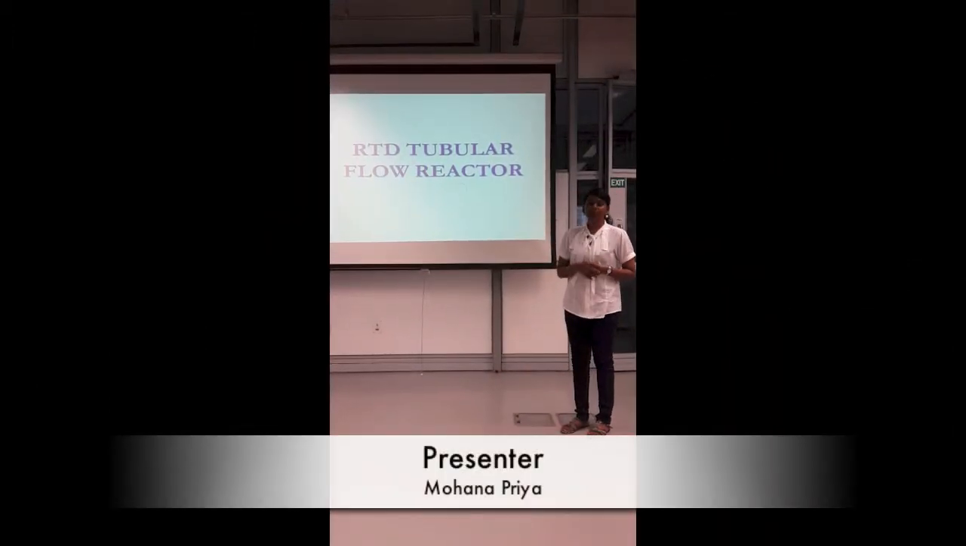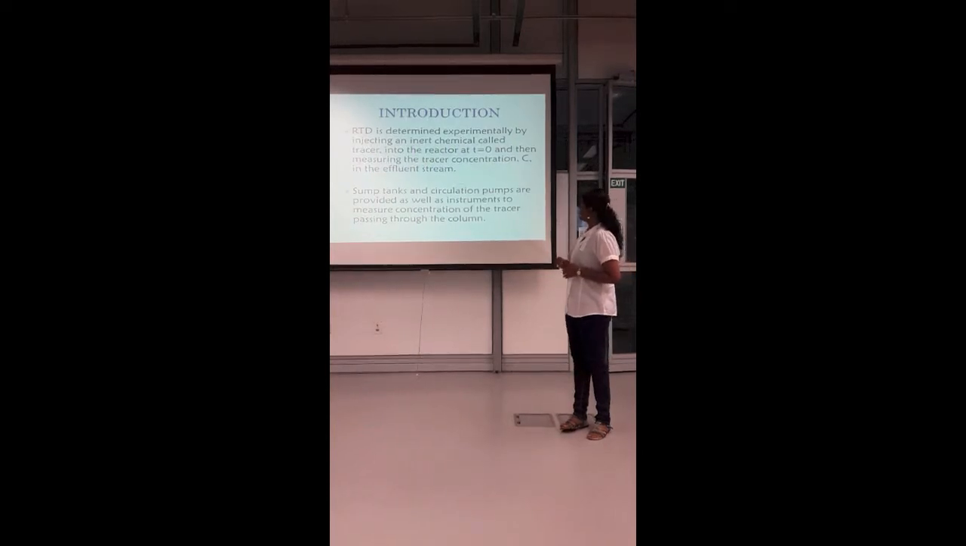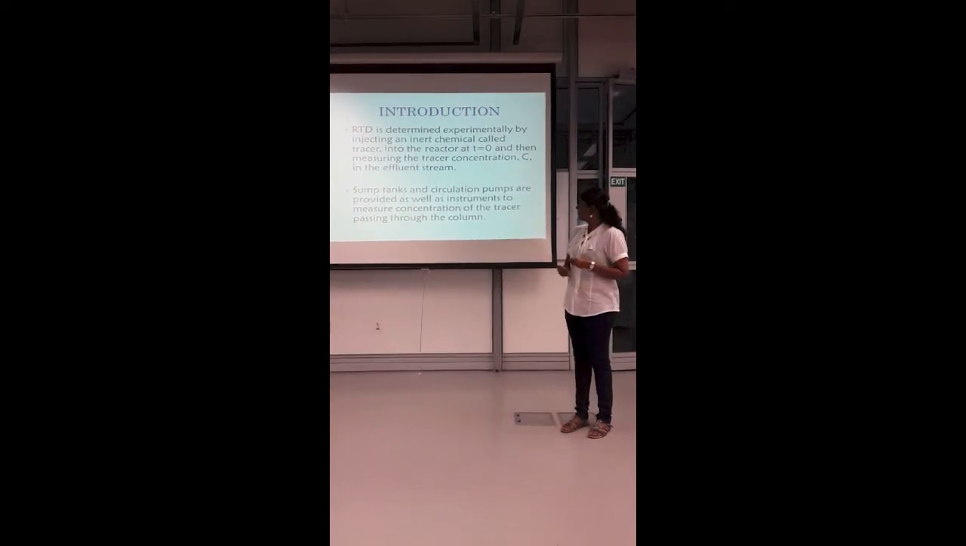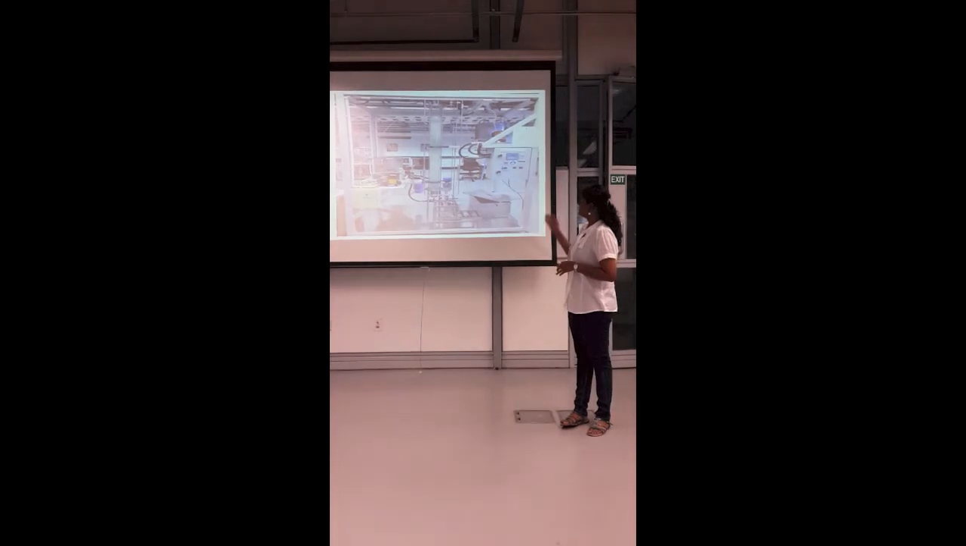Moving on to the next experiment, which is the RTD tubular flow reactor. RTD is determined experimentally by injecting a tracer in a reactor at time equals 0 and then measuring this tracer concentration in the effluent stream. Some tanks and circulation pumps are provided as well as instruments to measure this tracer concentration. This is the figure of an RTD tubular flow reactor.